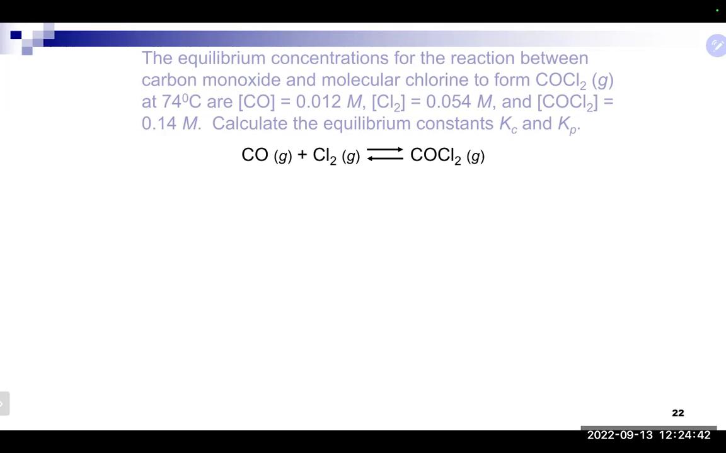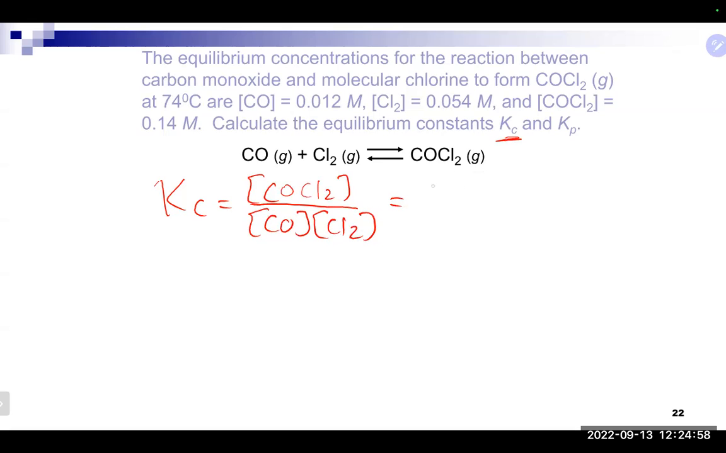Kc, since we have the concentrations. So that definitely is where we would want to start. So our Kc would again be our products, which in this case would be CO, Cl2, divided by the concentration of CO and the Cl2, which is our reactants.